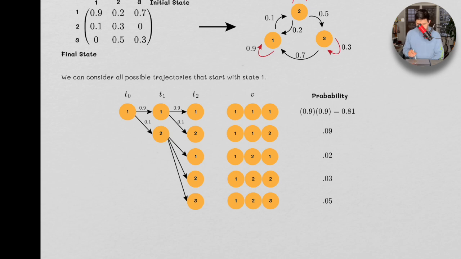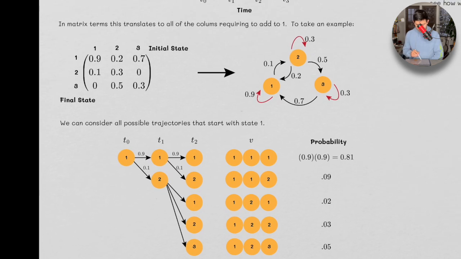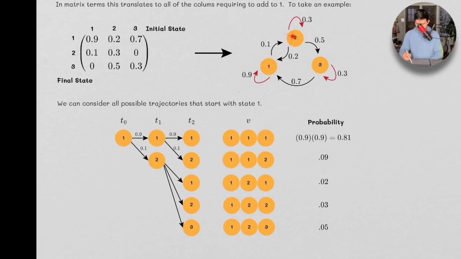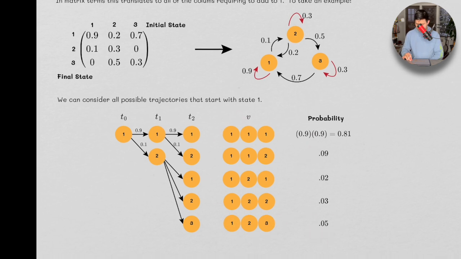All right. If our trajectory is 1, 1, 2, that's 0.9 times 0.1, which is 0.09. If our trajectory is 1, 2, 1, well, 2 to 1, that's 0.2. So that's 0.1 times 0.2, that's going to be 0.02. And so forth, right? So the probability of all of these possible trajectories, going from 1 to 1 to 1, 1 to 1 to 2, 1 to 2 to 1, 1 to 2 to 2, and then 1 to 2 to 3. All of these, when we add these up, have to equal 1.